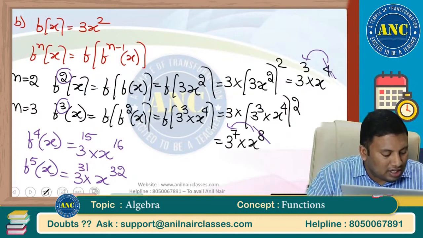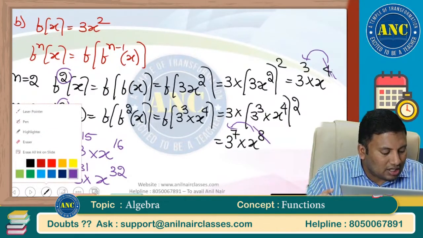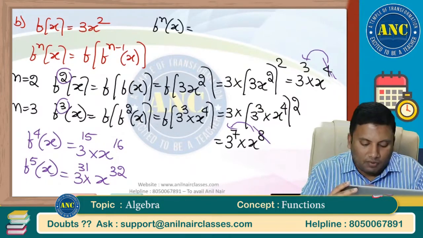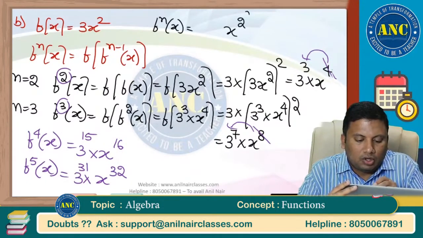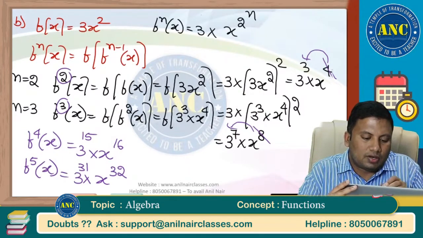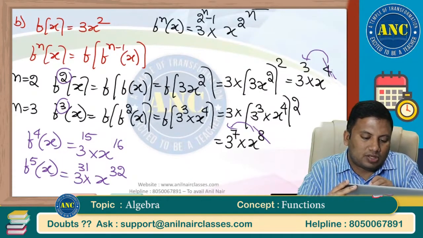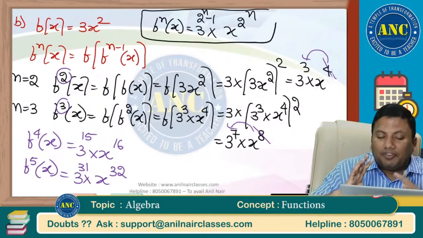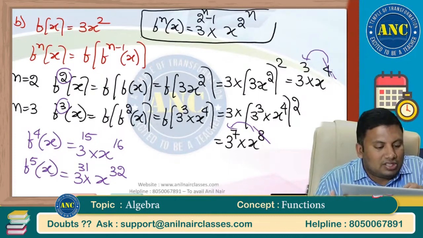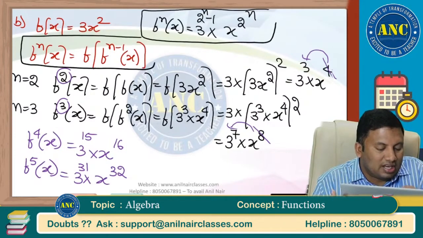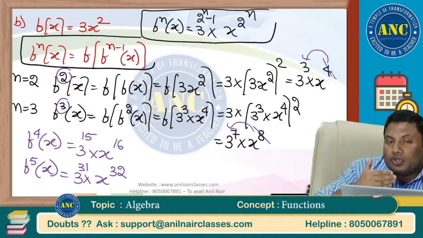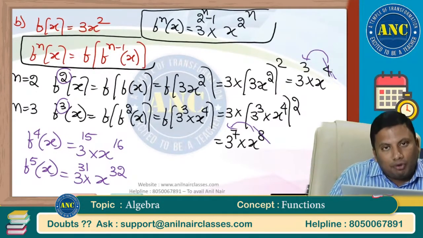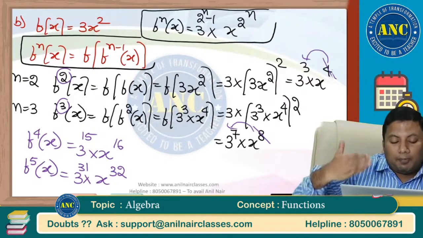So, what will be the generic form? Once you understand the generic form, now see here, fn of x equivalent to x power 2 power n, 3 power 2 power n minus 1. This is the generic form of fn of x. Recursive function, same function, this is the functional notation which is given. Same function, I am using it recursively for n2, for n3, for n4, for n5 and the process follows.